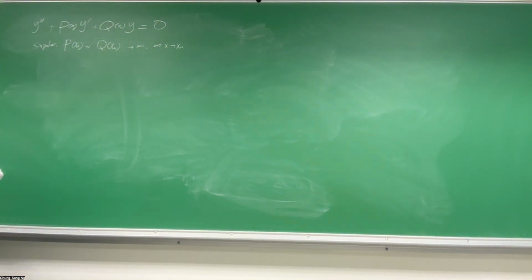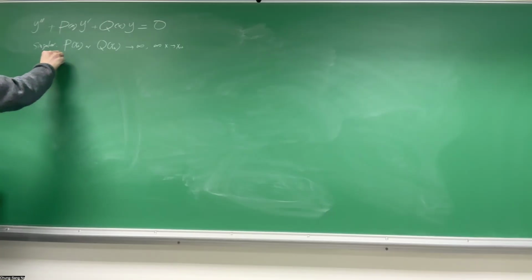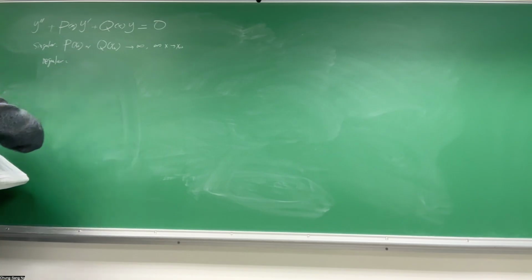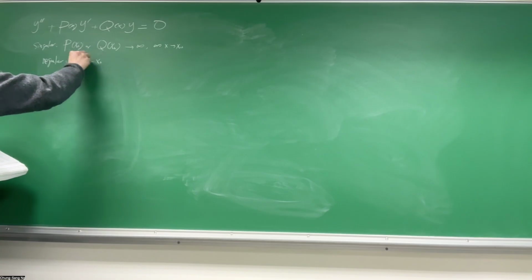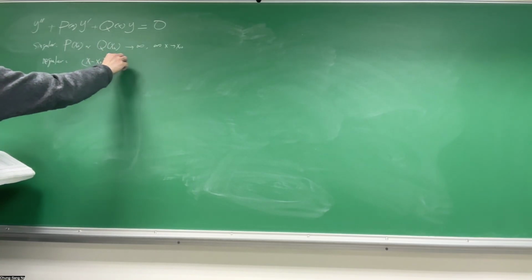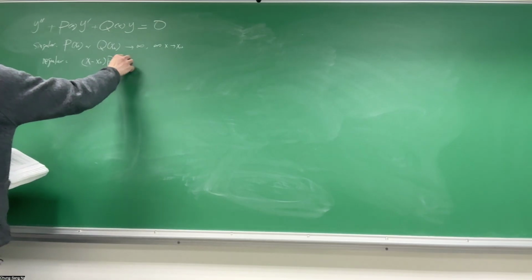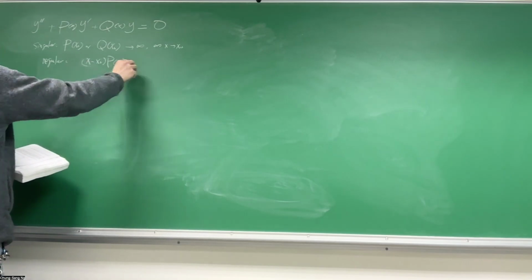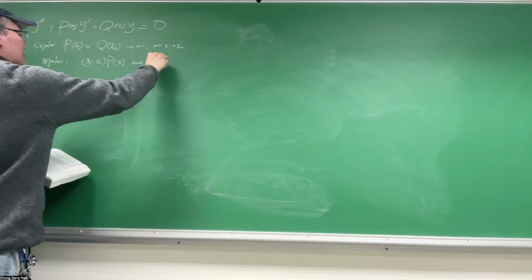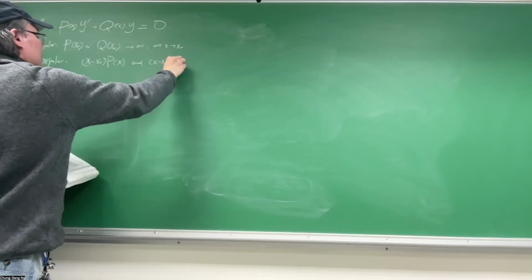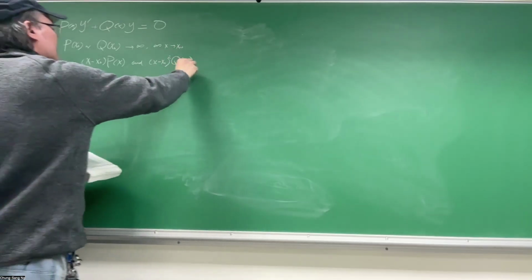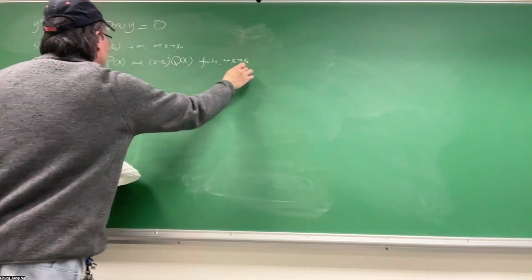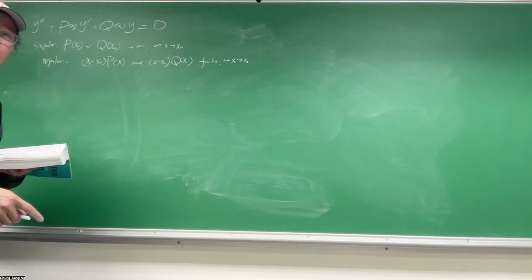And now for singularity, you separate that into two parts. So regular is: P(x) times (x minus x0), or actually you need Q(x) times (x minus x0) squared, is finite as x goes to x0. If it's finite, then it's regular, right?